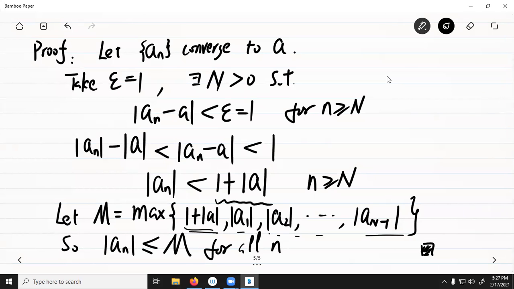You can see this kind of technique we often use. Sometimes we pick some specific numbers for epsilon. This is one thing, and sometimes we will take some maximum values. So these are the two techniques you will see in the future.